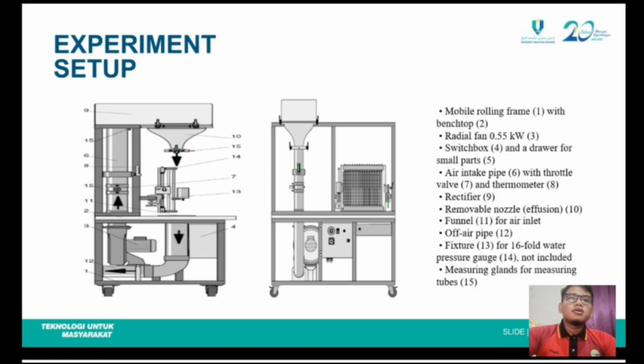Next we go to the experiment setup. This is the machine that we use for the experiment, and on the other side, these are the components of the machine. We have the mobile rolling frame with the bench top, a radial fan, a switchboard and drawer, the air intake pipe with throttle valve, thermometer, rectifier, removable nozzle, effusion funnel, off-air pipe, and a pitot and measure.